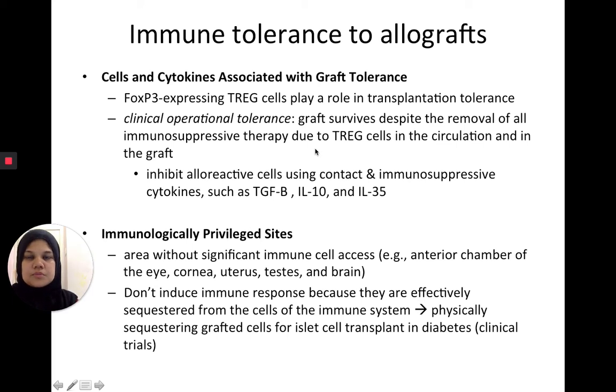So, the idea is you want to tolerate the grafts because we want the grafts, right? So, you basically have certain cells and cytokines that are associated with graft tolerance, and we know a key player in tolerance is the Tregs, and the Tregs express FOXP3. So they play a quite important role in transplantation tolerance as well.